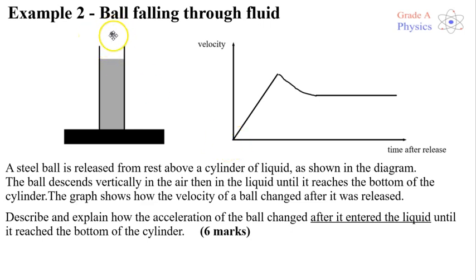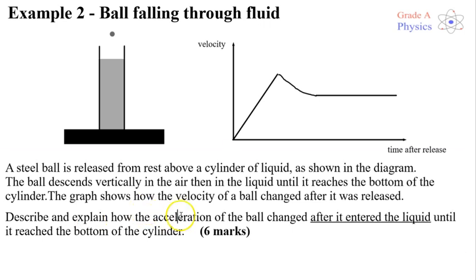And it hits the liquid, so it's accelerated, and then it's going to slow down. In fact, sorry, that is t equals 0. There we go. So the ball descends vertically in the liquid until it reaches the bottom of the cylinder. Okay. The graph now shows how the velocity of the ball changed after it was released. Describe and explain. Once again, really, really common command words. So what is happening and why is it happening?